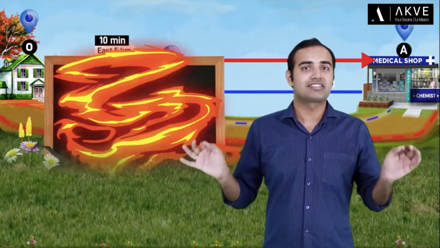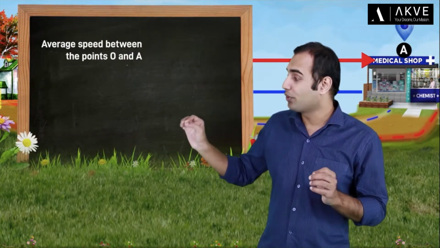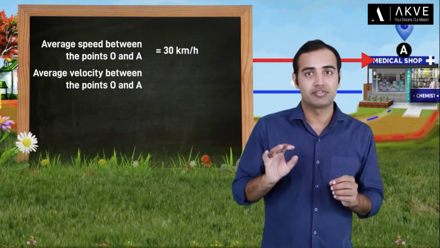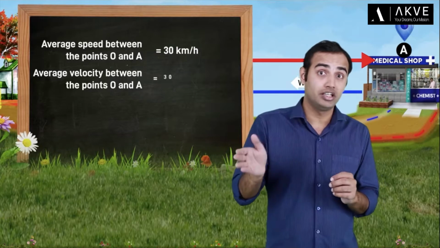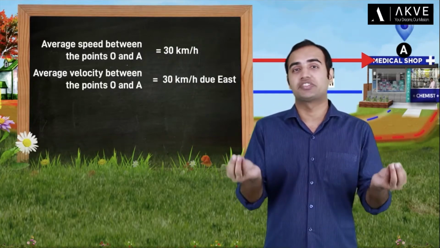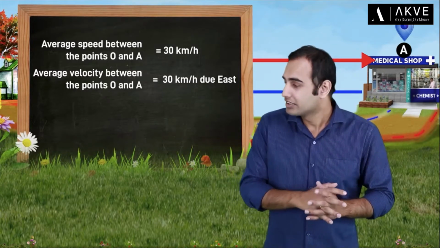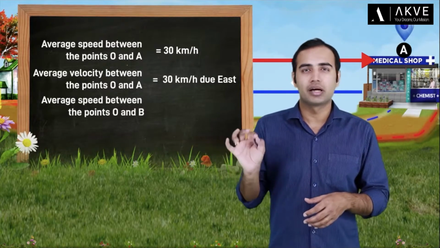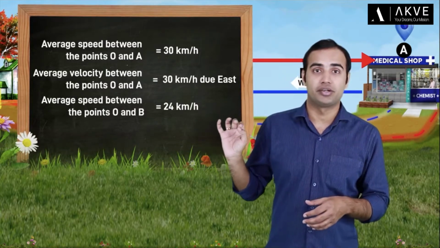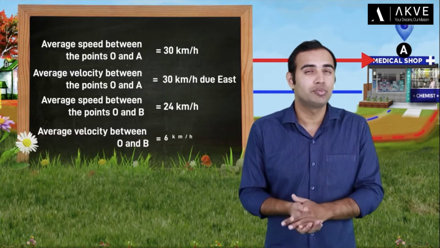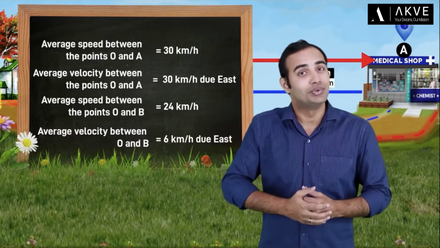So guys, Jack's average speed between the points O and A comes out to be 30 kilometers per hour. Jack's average velocity between the points O and A comes out to be 30 kilometers per hour due east. Because velocity is a vector quantity, we have to specify its direction as well. Similarly, Jack's average speed between the points O and B comes out to be 24 kilometers per hour, while Jack's average velocity between points O and B comes out to be 6 kilometers per hour due east.